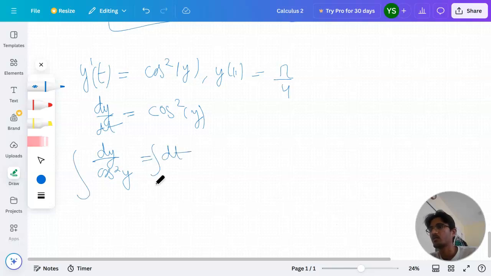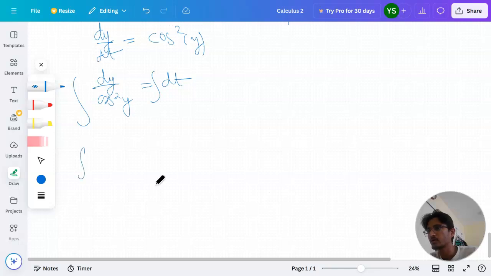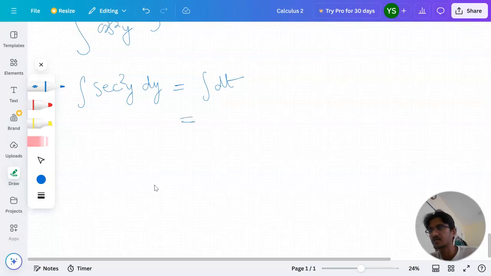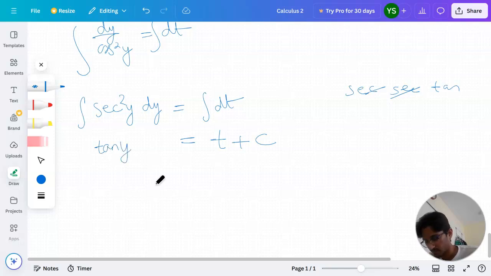Okay, take the integral of both sides. What we're going to get on the left side, right, guys? It's going to be 1 over cosine square, we could also write that down as secant square y dy, equals the integral of dt. Guys, we know the integral of dt, right? That's just going to be t. We're going to put the plus c over there also, remember? The integral of secant square, remember the box, secant, tan. We're going to cross out secant, and we're going to be left with tan. So it's going to be tangent of y is going to be t plus c.